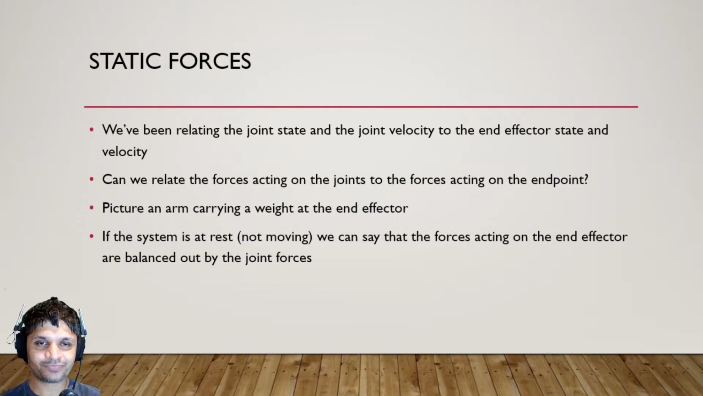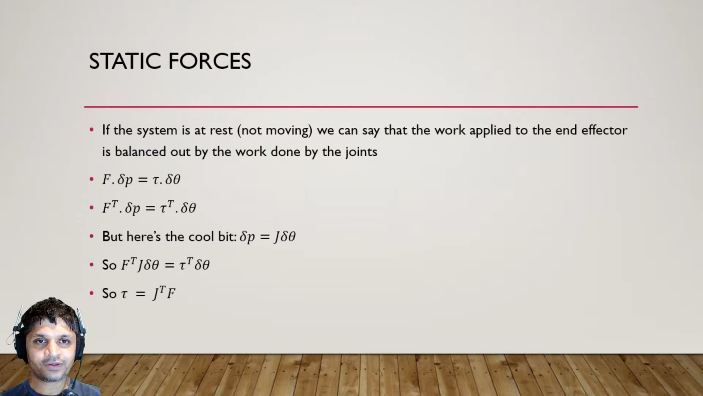Okay, so if it's at rest, we're saying that the work that the weight is applying on the end effector is balanced out by the work done by the joints. And the work is the force multiplied by the displacement. So if we take the force applied at the end effector and multiply it by the displacement of the end effector, that should be equal to the joint torques multiplied by the displacement of the joints, right?